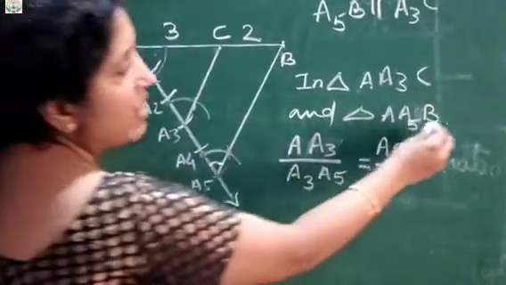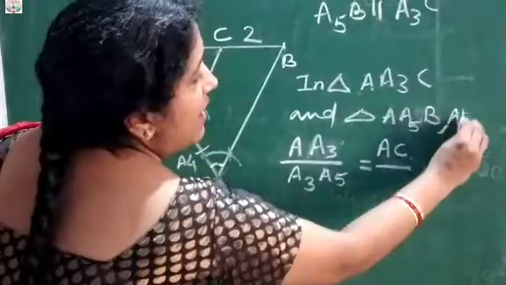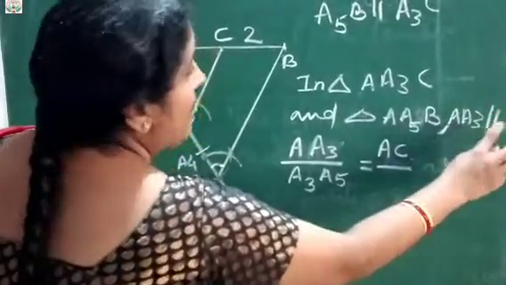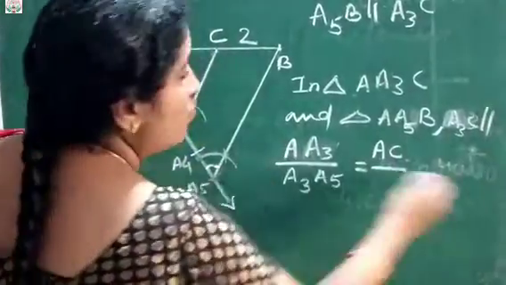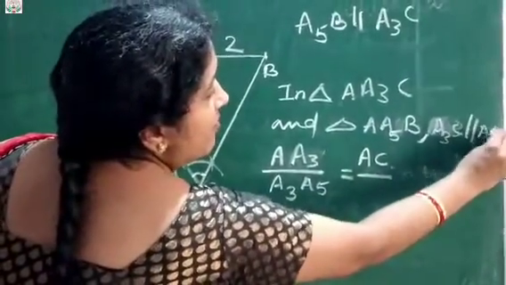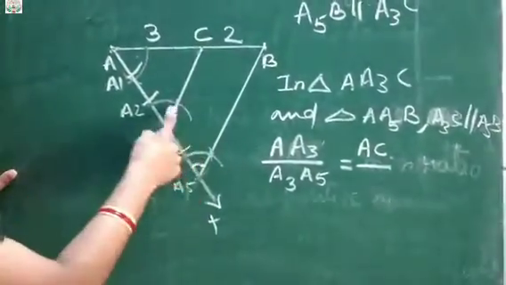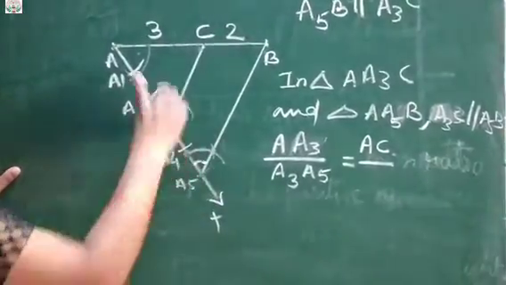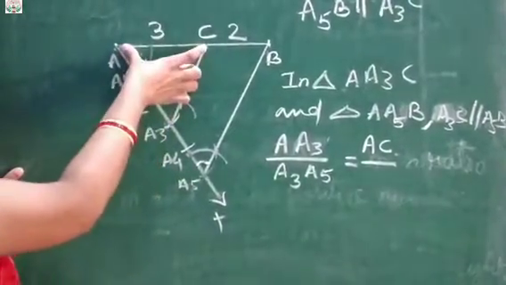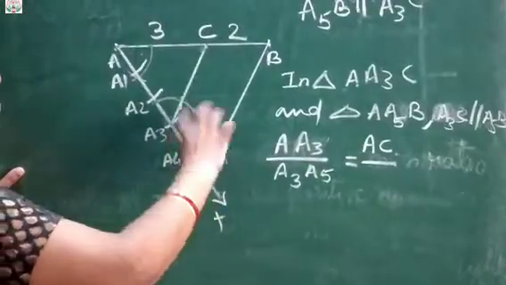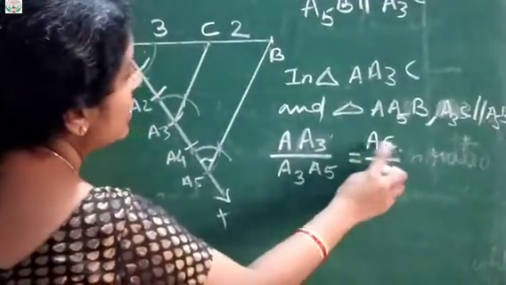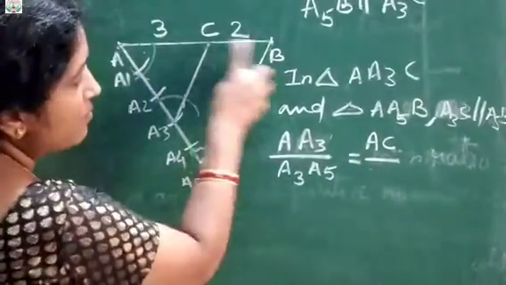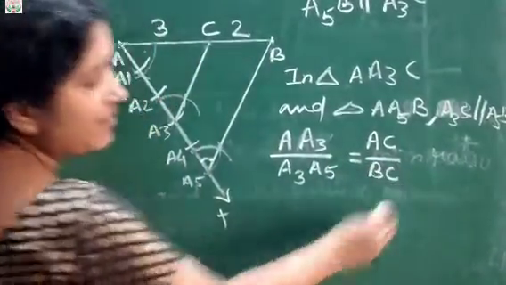A3C, we have drawn what? A3C is parallel to what? A5B. Is it not? When these two are parallel, it means this distance equals this distance and this distance equals this distance. So that means AC upon CB, or BC you can write.